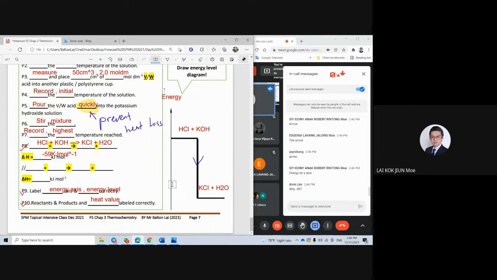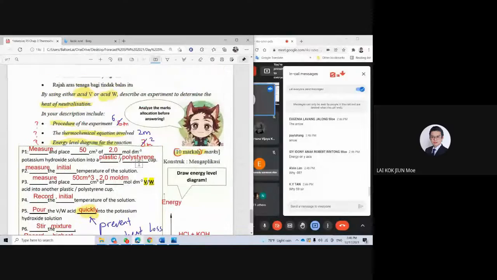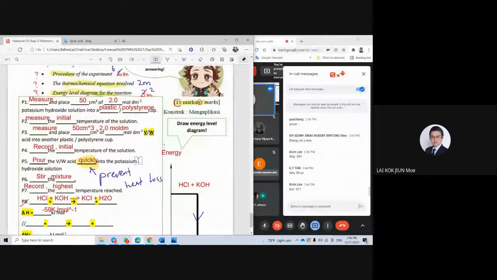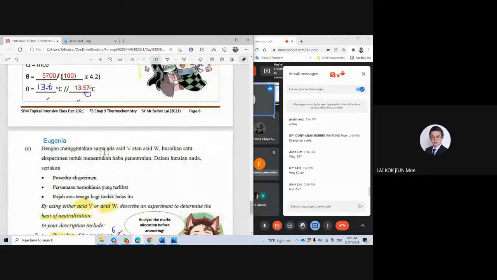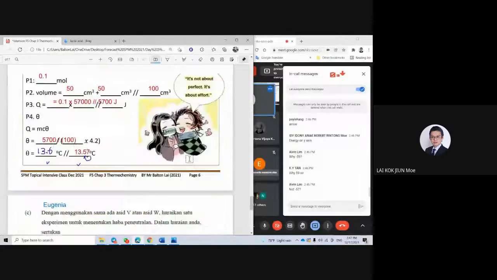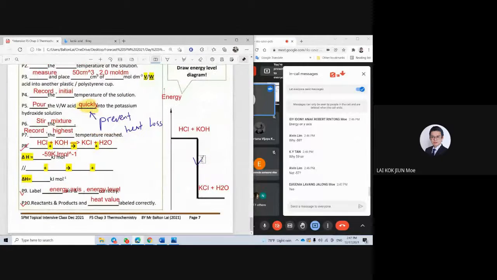Why 59, we got 59? Why negative 59? Where did you get 59? I never said 59. 59 or 57? What reaction is this? Is it using a strong or weak acid? Strong acid. Based on the strong one, it is 57, right? So you write 57 now. Delta H equals 57 kJ per mole, right? Right.